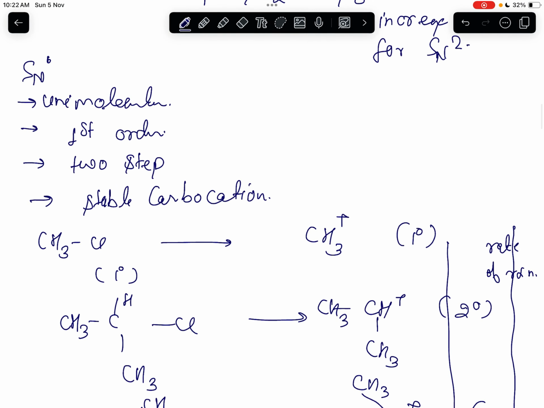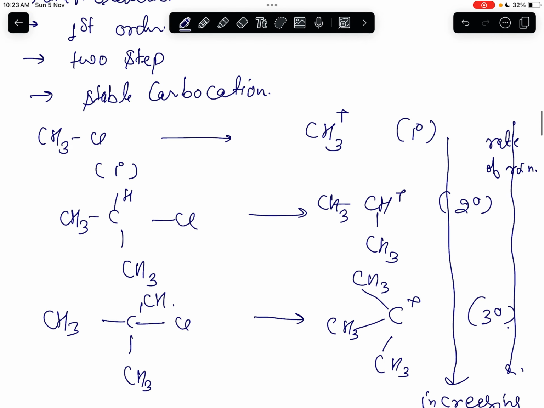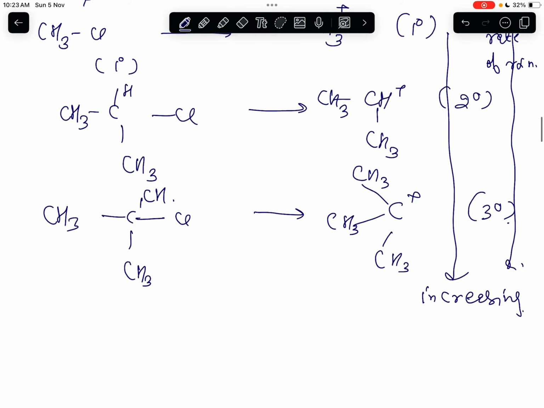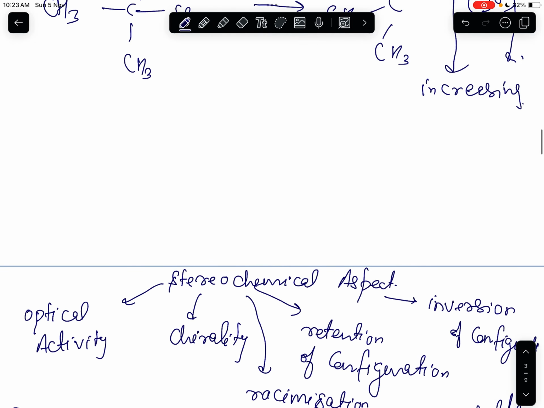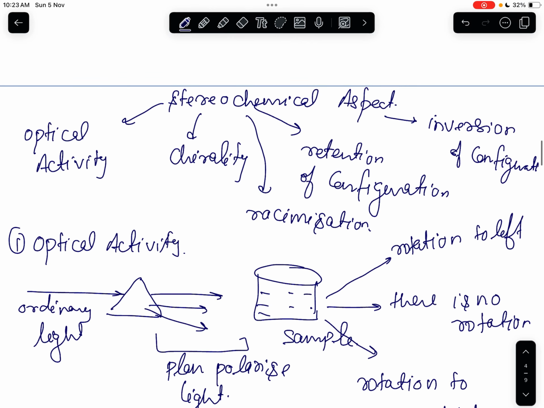But in the case of SN1, a unimolecular reaction takes place. It is first order kinetics that depends only on the concentration of the substrate, and the stability of the carbocation will determine the product. We can see here that the stability of the carbocation is higher for 3 degree as compared to 1 degree. That's why the 3 degree alkyl halide will proceed with a fast rate of reaction.